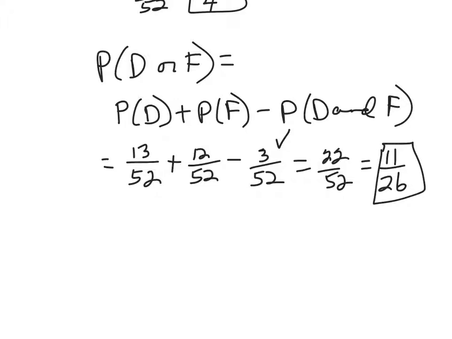Now sometimes they may ask you for the odds of that event. So of course if they were asking for odds here, the top number stays 11. Subtract to get the bottom number. 26 minus 11 is 15. So the odds of drawing a diamond or face card is 11 to 15. The odds against would be 15 to 11.